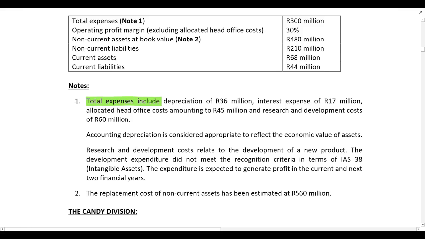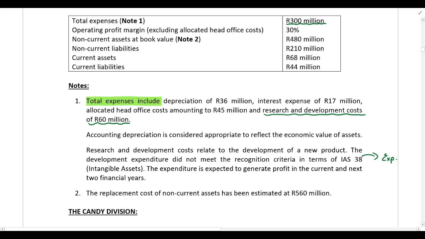Research and development costs relate to the development of a new product. The development expenditure did not meet the recognition criteria in terms of IAS 38, intangible assets. All right, so remember, if the development expenditure does not meet the recognition criteria, it can't be recognized as an asset on the statement of financial position, but instead will be expensed in the period incurred. And that's why it's included over here. The research and development costs of 60 million Rand are included in the total expenses of 300 million Rand. The expenditure is expected to generate profit in the current and next 2 financial years.